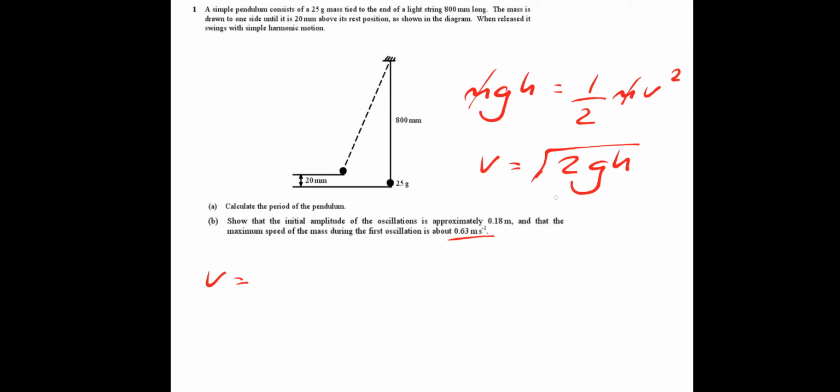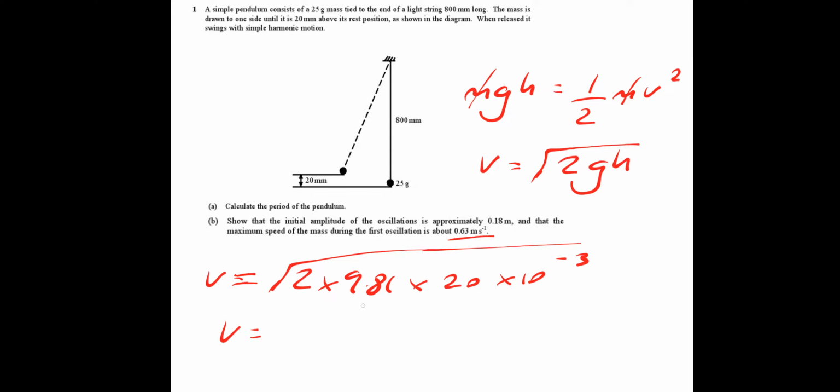So the maximum speed is equal to the square root of 2 times 9.81 times the change in height, the 20 millimeters, so 20 times 10 to the minus 3. So that gives v equals 0.626 meters per second, which is approximately equal to the 0.63 meters per second, so that's okay.